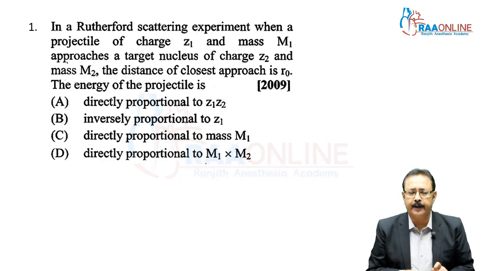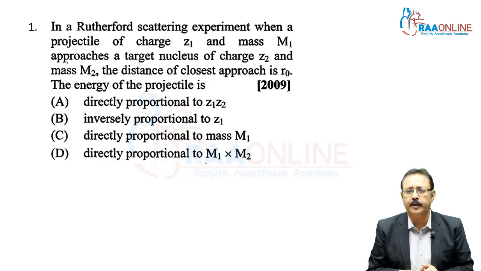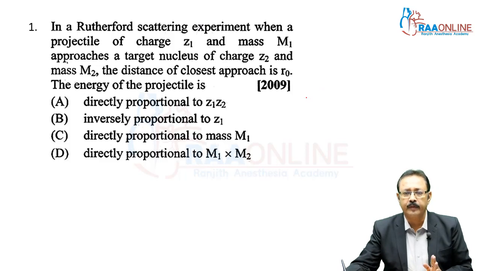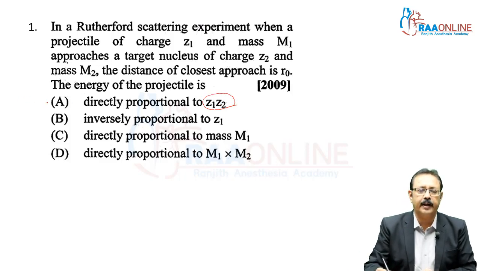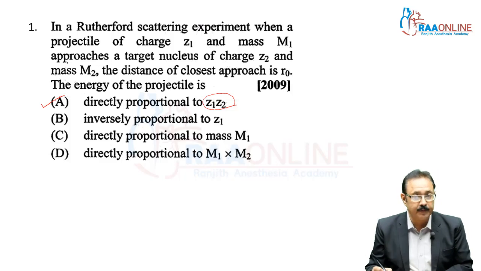In a Rutherford scattering experiment, when a projectile of charge Z1 and mass m1 approaches a target nucleus of charge Z2 and mass m2, the distance of closest approach is r0. The energy of the projectile is, we know that it is due to repulsion between charges, and repulsion is directly proportional to the product of charges. One charge is Z1, another is Z2, so it should be directly proportional to Z1 Z2. We have the complete derivation in the slides.